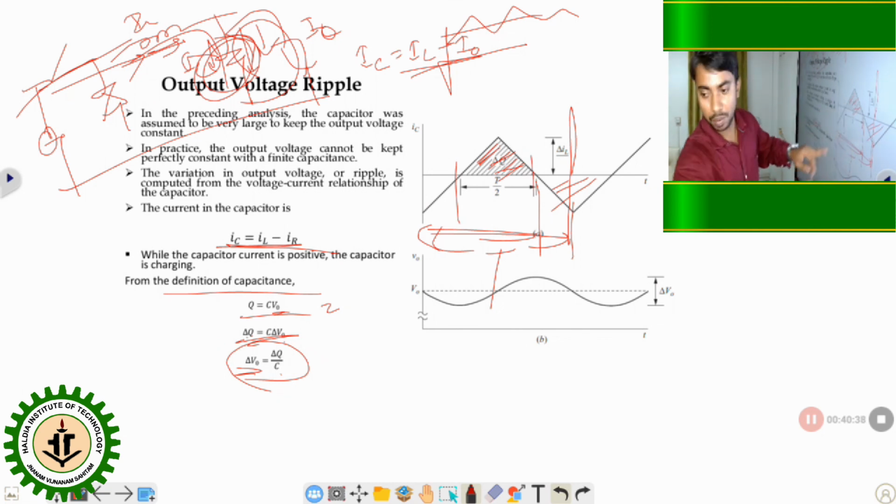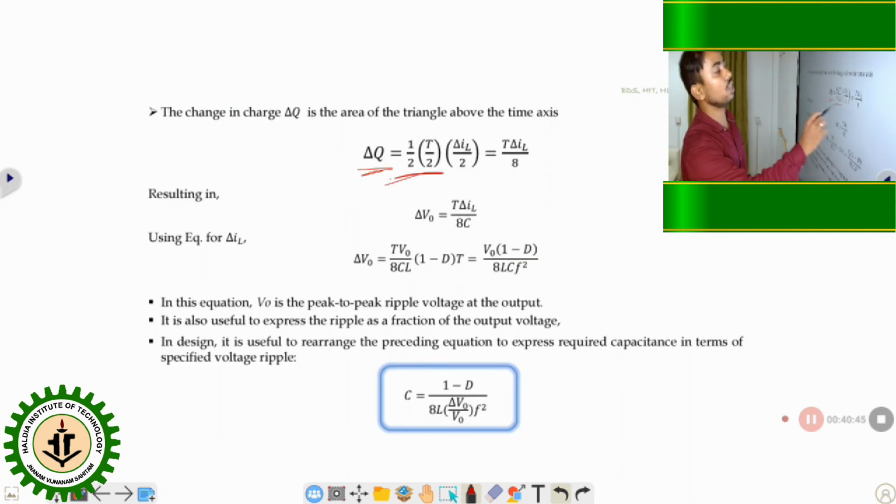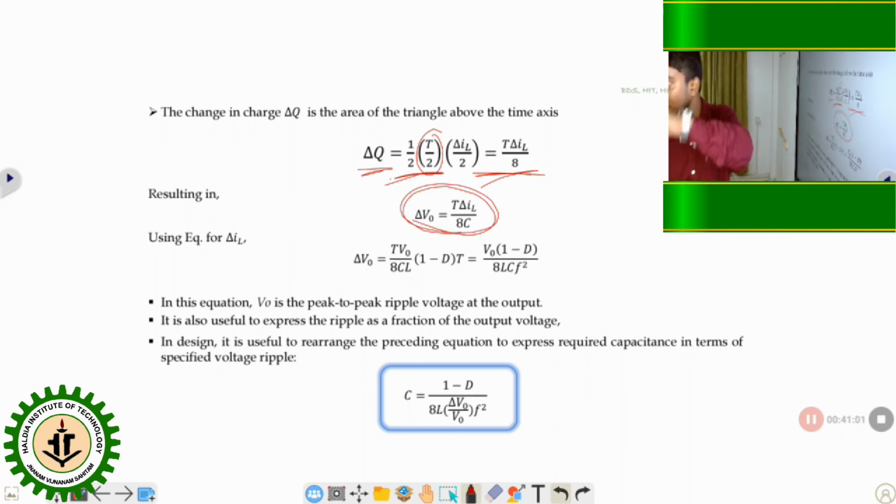So from here we can get the output voltage ripple del V naught, the change in the output voltage of the capacitor. Got it? So from this equation we can calculate the capacitance value. Easily calculate what the capacitance value will be. Again you can see here this capacitance value also depends upon the frequency. Clear? If you increase the frequency larger and larger, the capacitance value will become less. So to get a compact size converter, our frequency should be in a very high range.